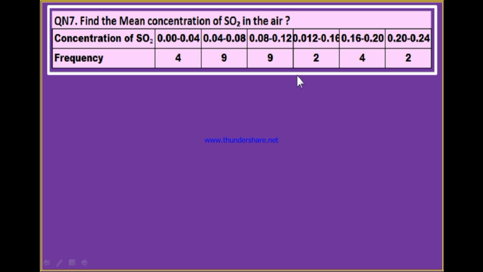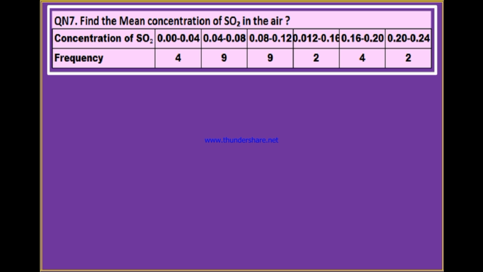Dear children, as we know, there are three measures of central tendency. The first is arithmetic mean, second is median, and the third is mode. Out of the three, in exercise 14.1, we are practicing questions on arithmetic mean. There are three methods to find arithmetic mean: the first is the direct method, the second is the deviation method, and the third is the step deviation method. Now, let us solve this question using the step deviation method.